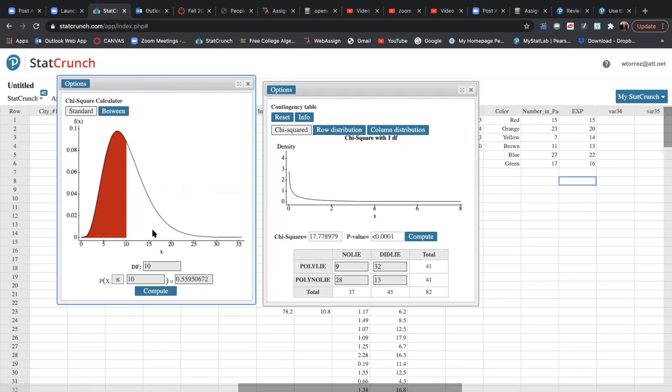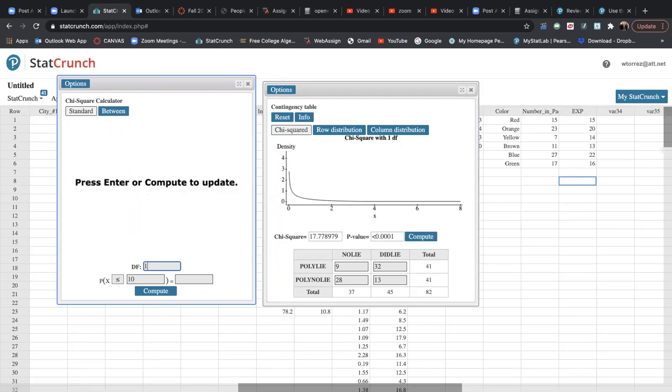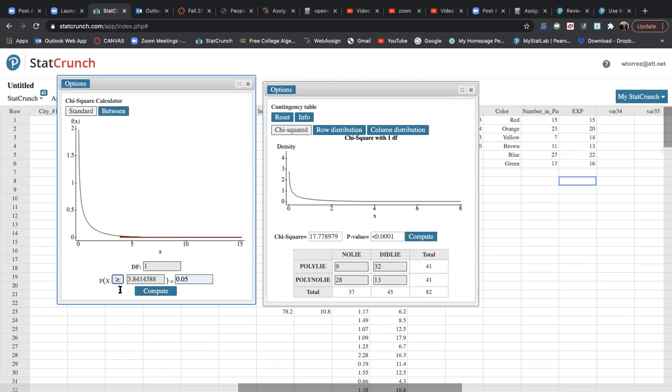All right. Now the degrees of freedom are going to be R minus 1 times C minus 1. Now both R and C are 2, so we get 1 as the degrees of freedom. We'll put 0.05 area in the rejection region, and then we'll change that to greater than or equal to, and that'll give us a critical value of 3.8415, rounded to 4 decimal places. So let's go back to the test.